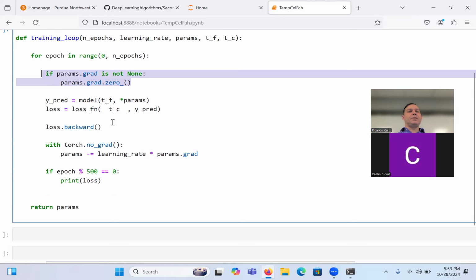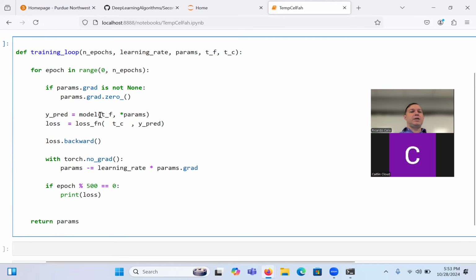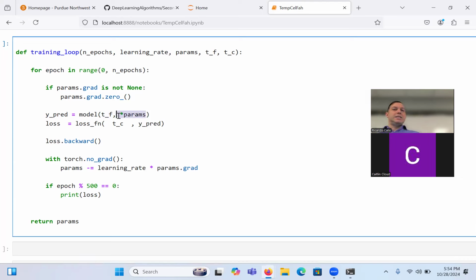So zero it out. Then after that, in the training loop, notice here it is, you're going to give it the Fahrenheit data only, right? And notice that I'm also giving it this thing called params. What is this thing params?